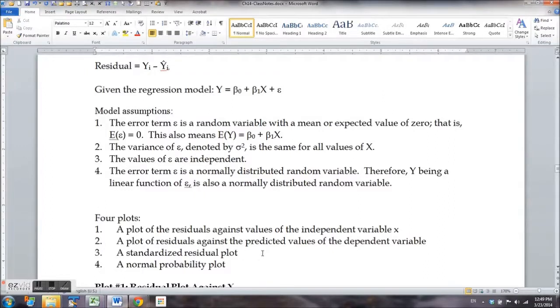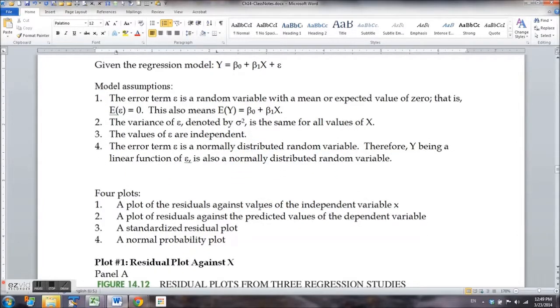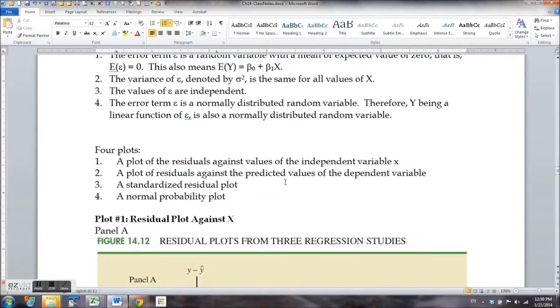Third one is standardized residuals. So you take the residuals and divide by the standard error. That will give you the standardized residual plot, and we can use this to test the assumption of normality. Then there is the fourth plot, which is simply a normal probability plot, which is a second way of checking for normal distribution. So let's look at what these plots will look like if the assumptions are valid.